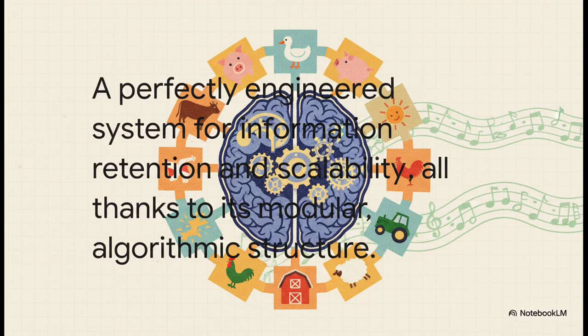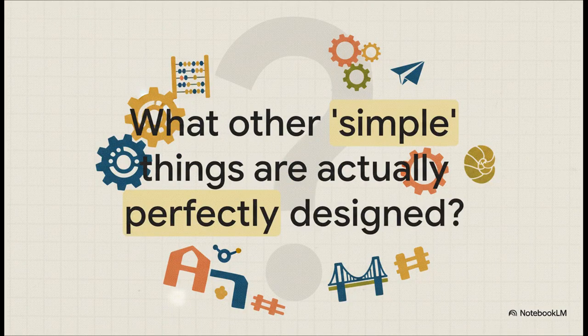So to wrap this all up, what looks like a simple song is in reality a perfectly engineered system. It's designed for you to retain the maximum amount of information through all that repetition and those mnemonic hooks, and it's built for maximum scalability because of its modular algorithmic structure. It is, and I'm not exaggerating here, a work of structural genius. And that really leaves us with one final question to think about. If a children's song can pack in such a sophisticated and efficient design, what other seemingly simple things in our daily lives are actually operating as perfectly engineered systems, just waiting for us to take a closer look?